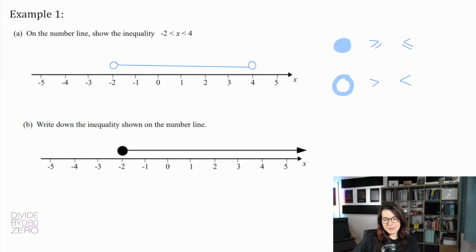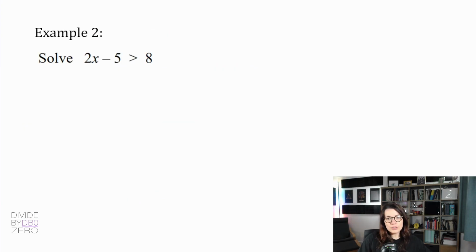Part B, write down the inequality shown on the number line. This circle is filled in, so that means we want x to be greater than or equal to -2, because x is all the values that are greater than or equal to -2, such as -1, 0, 1, and so on. Example 2, solve this.